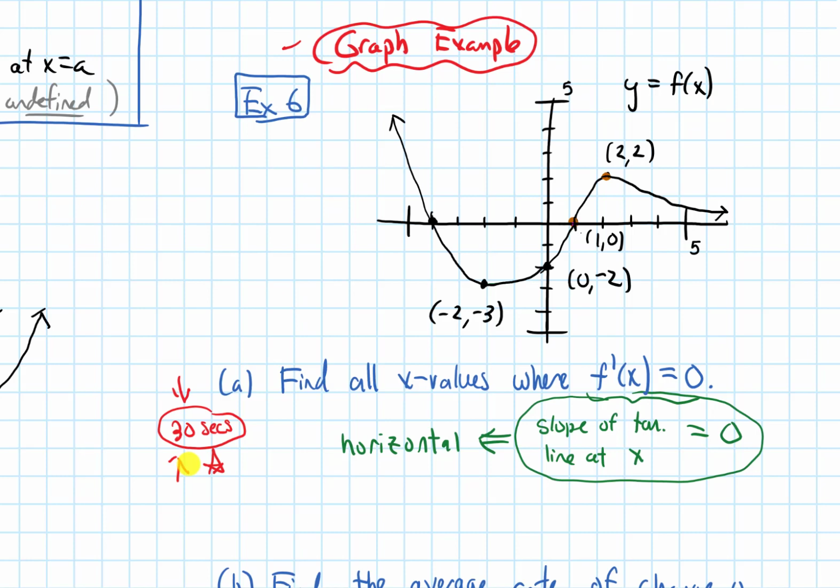All right, let's talk about it together. So one such point is at (2, 2), this high point. The graph gets perfectly flat there. So my tangent line will look something like this. Perfectly horizontal. The other point is at (-2, -3). The graph gets horizontal momentarily there. Perfectly flat momentarily. So I have a horizontal tangent line. Okay, so the answer to part A is it happens when x equals negative 2 and when x equals positive 2.